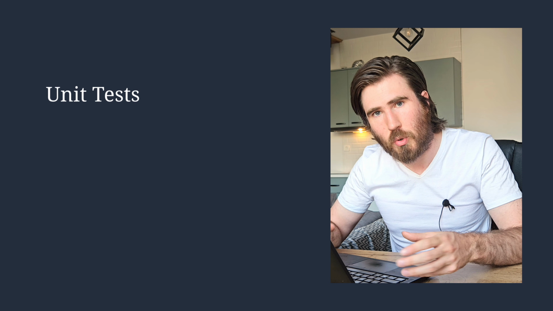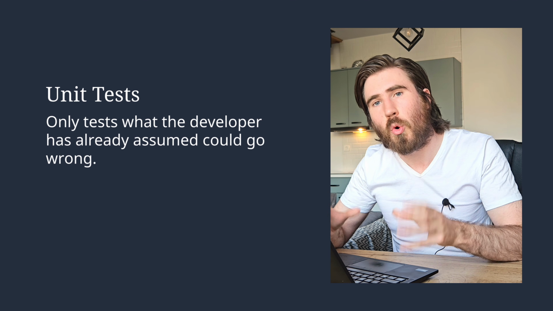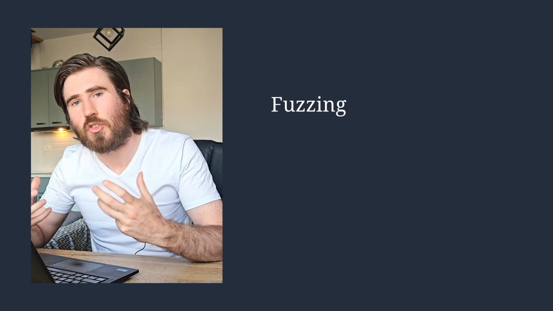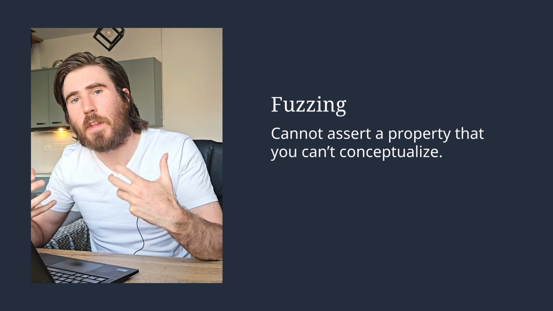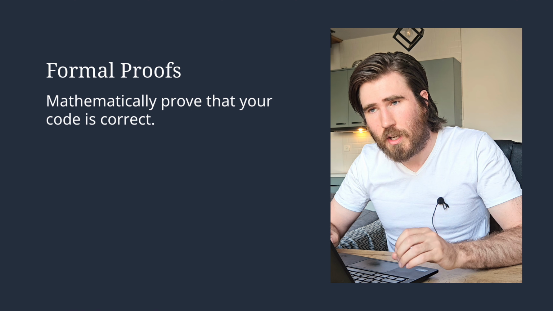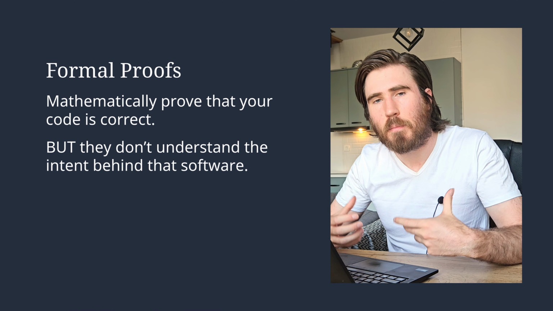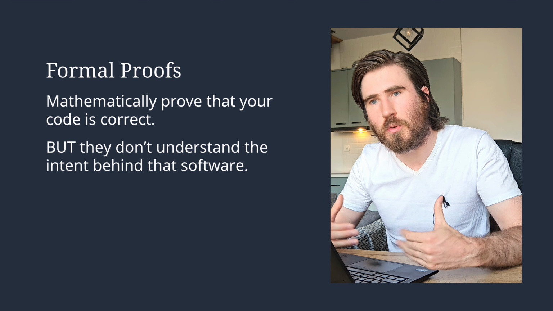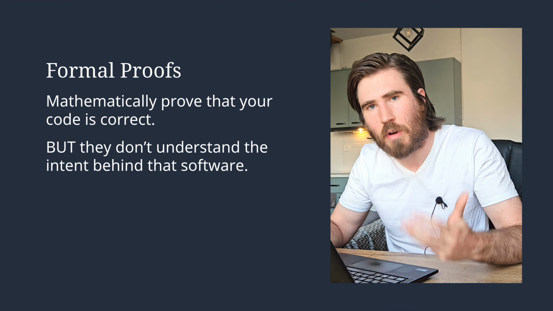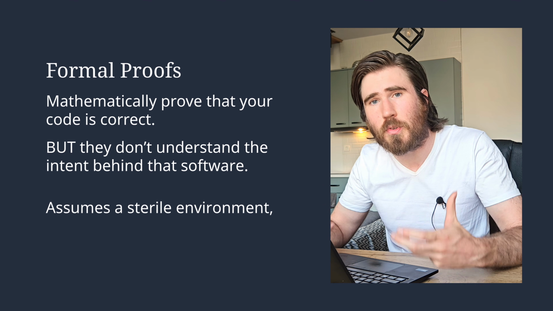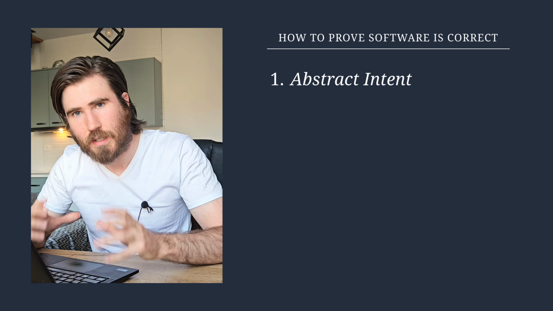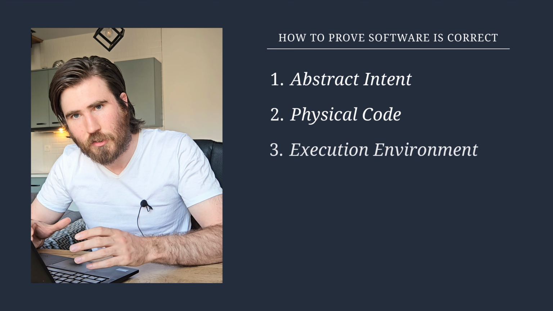Unit testing, for example, only tests what the developer has already assumed could go wrong. They're monuments to confirmation bias. Fuzzing has issues where you cannot assert a property that you cannot conceptualize. Formal proofs mathematically prove that your software is correct, but they don't actually understand the intent behind that software. And it's very easy to prove something is correct, even if it's completely off the mark in the abstract intent you're trying to implement. Likewise, the maths assumes a sterile environment. It works in a vacuum. There are no techniques that cover the abstract intent, the physical code, and the execution environment.